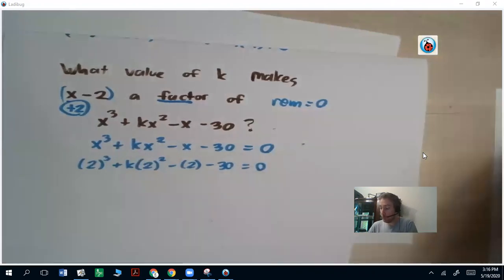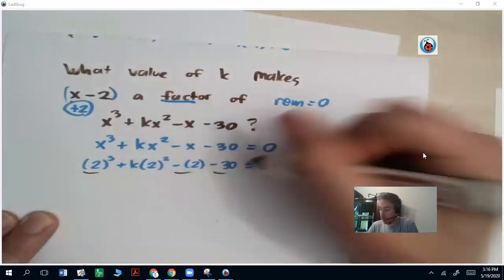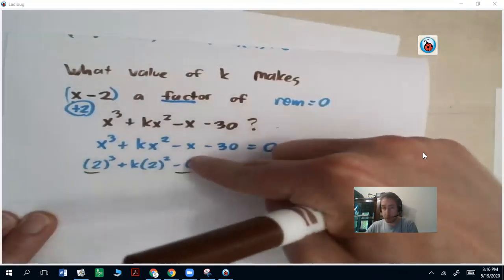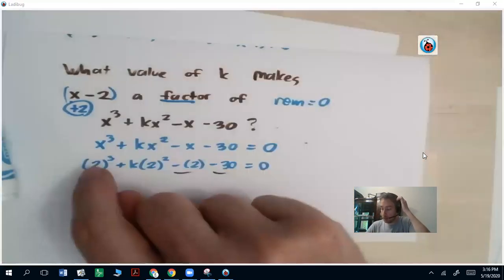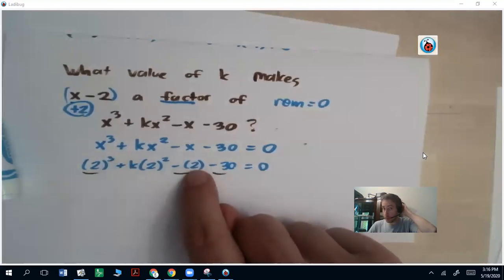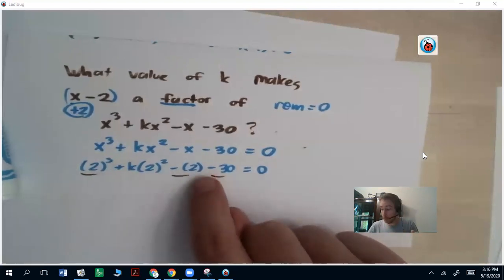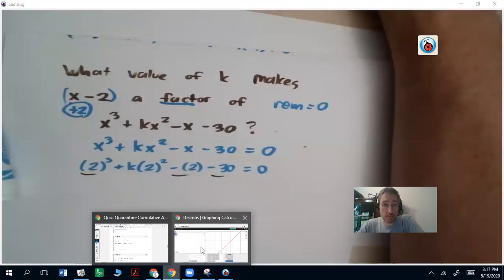Now to solve that, we'd want to combine the numbers that don't have a k with them. So we're going to do 2 to the third power minus 2 minus 30. That's going to be 2 to the third power is 8. 8 minus 2 is 6. 6 minus 30 is negative 24. We will double check that in the calculator.